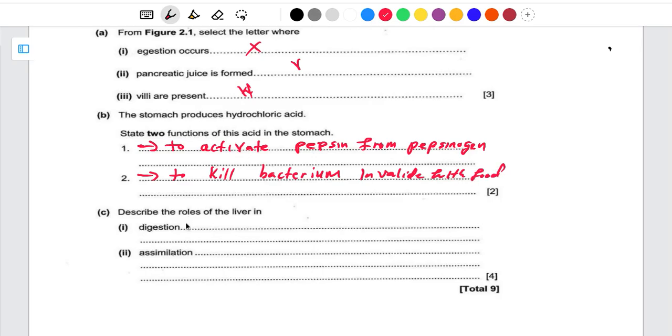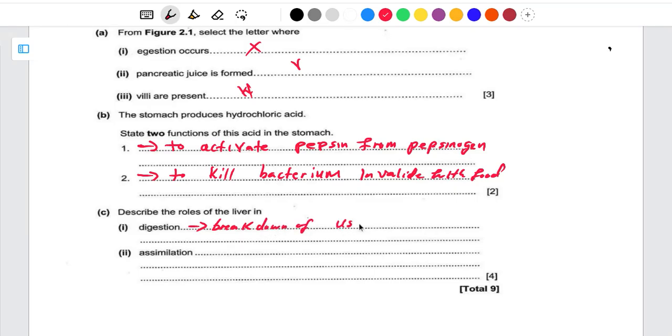Then describe the role of the liver in digestion as well as in assimilation. Digestion is breaking down food. It can be physical or chemical. Physically, we are using teeth. Chemically, you are using enzymes. But in terms of digestion, the liver is important in that it breaks down worn-out cells, like digestion of red blood cells, as well as breakdown of hormones. So you can just say breakdown of hormones or used up hormones.